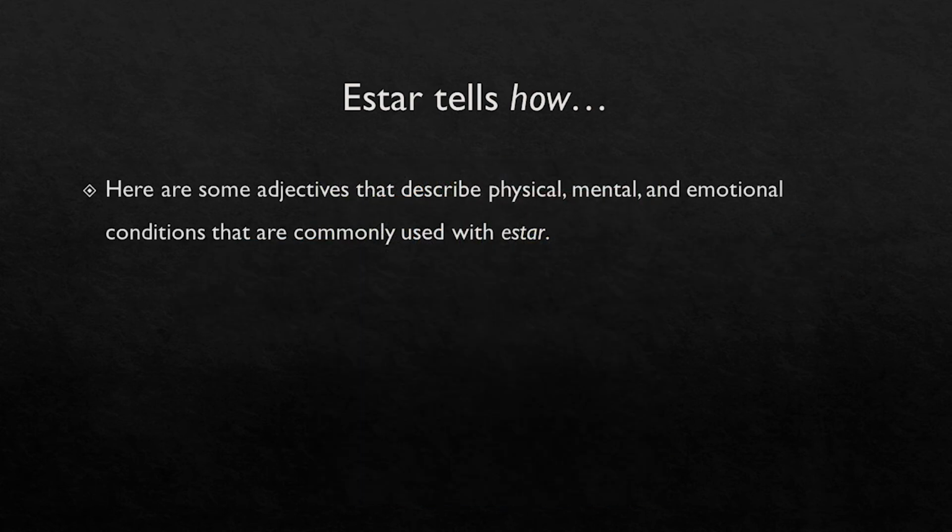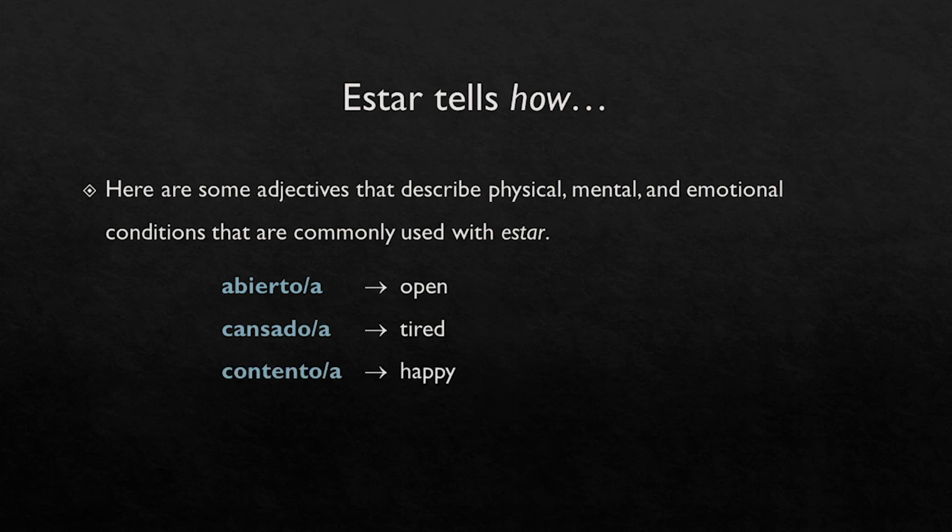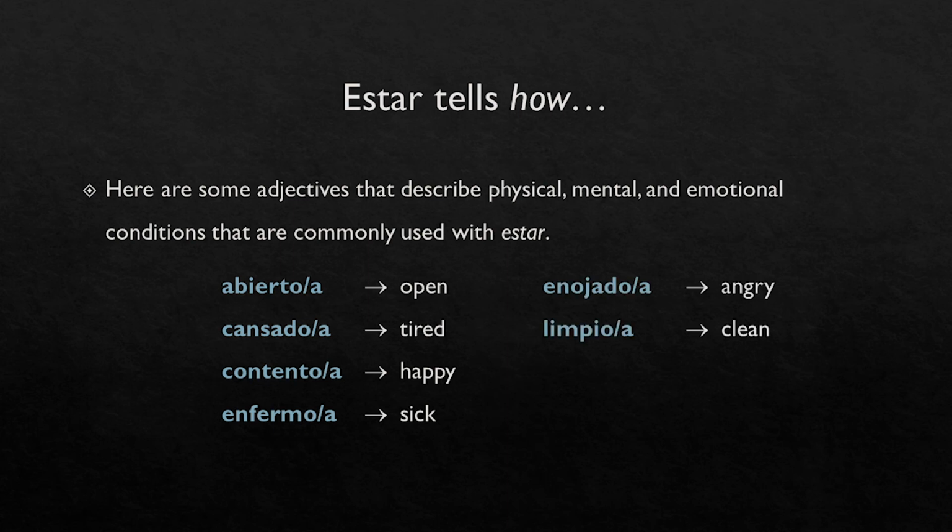Some of the adjectives that you've learned in this lesson, which can be used with the verb estar to describe physical state or condition, are the ones that are listed here. Abierto, cansado, contento, enfermo, enojado, limpio, ocupado, triste. There are many other adjectives that can be used with estar to describe condition. You learn some of these in this lesson, for example, sucio, cerrado, preocupado, and so on. And you will learn others as you progress through Lesson 3 and Lesson 4 of this course.